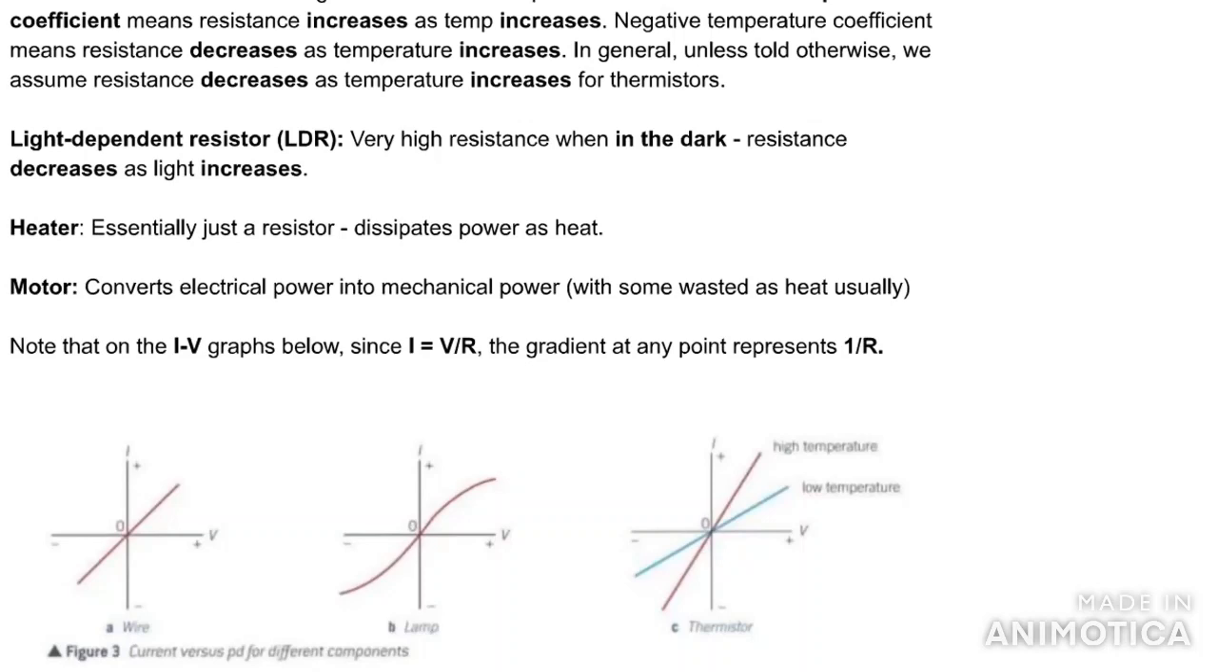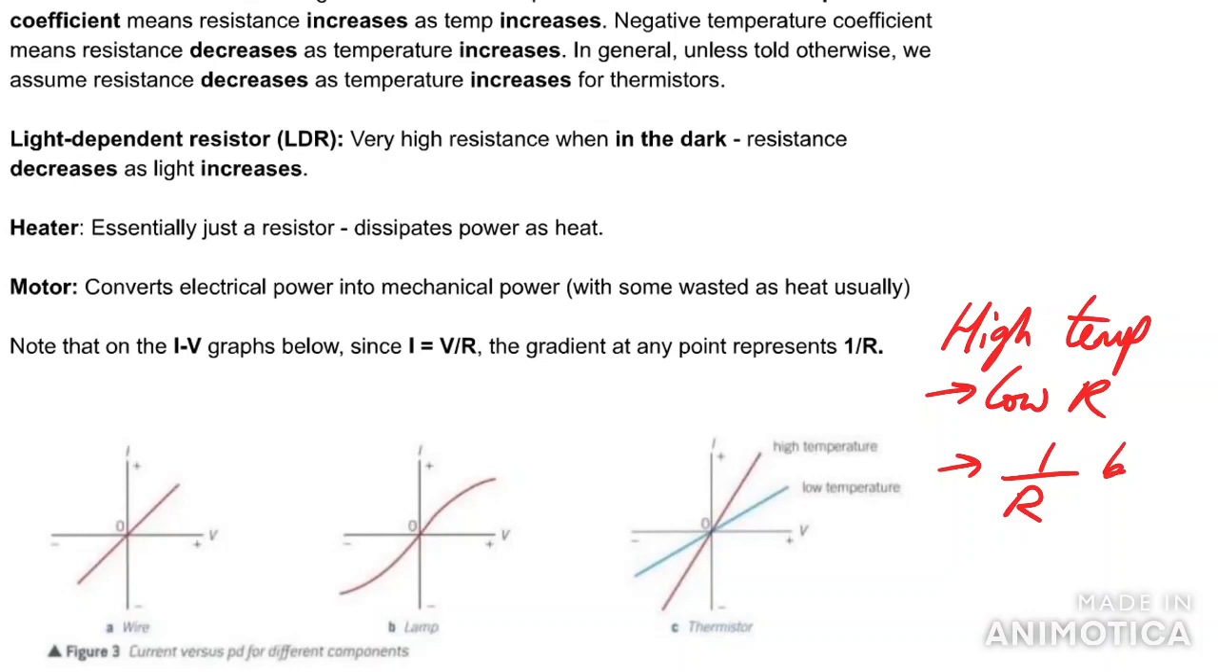The gradient on an IV graph is 1 over R. And so at a high temperature, well, high temperature for a thermistor implies low R, which implies 1 over R big, right? Just sort of think that through. In other words, at a high temperature, you'll get a steep line on an IV graph, and at a low temperature, you'll get a shallow line.